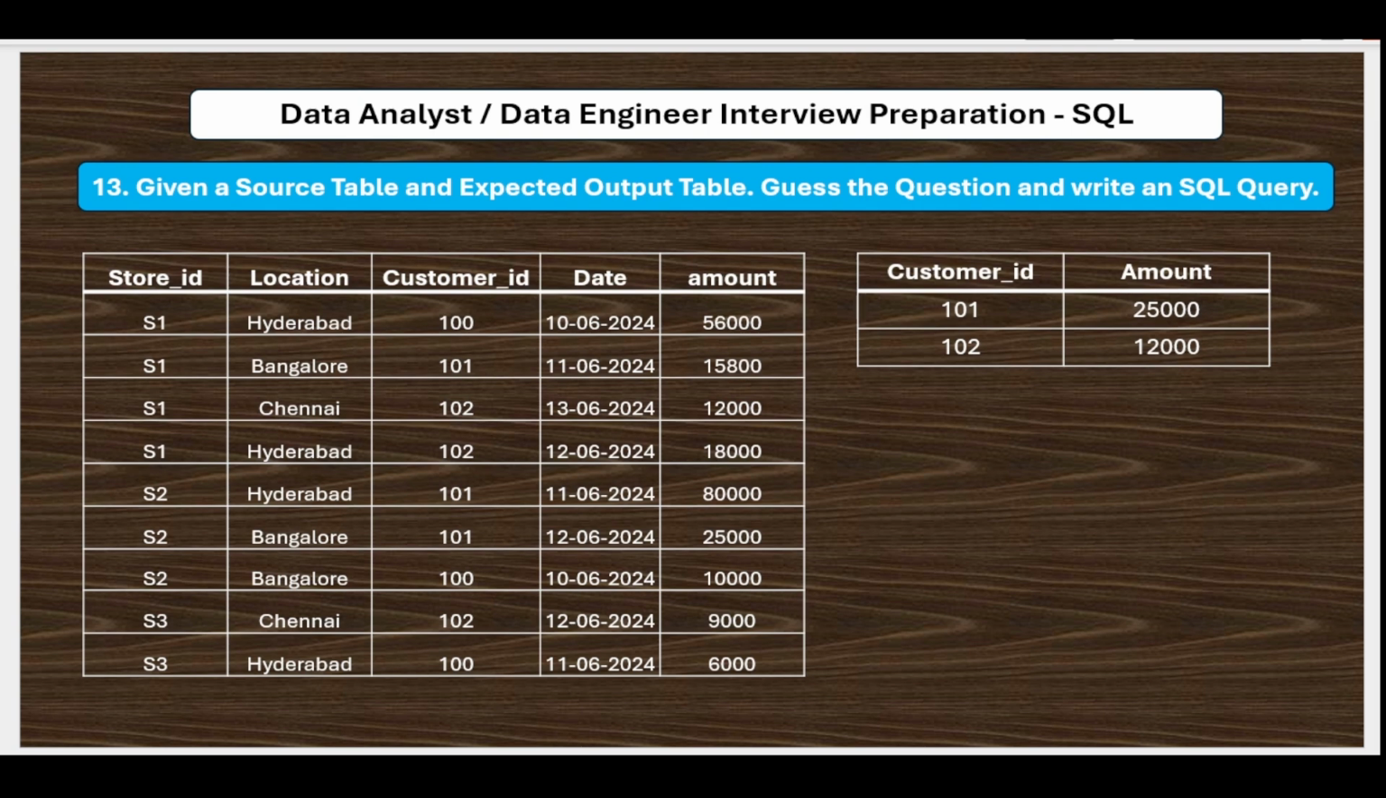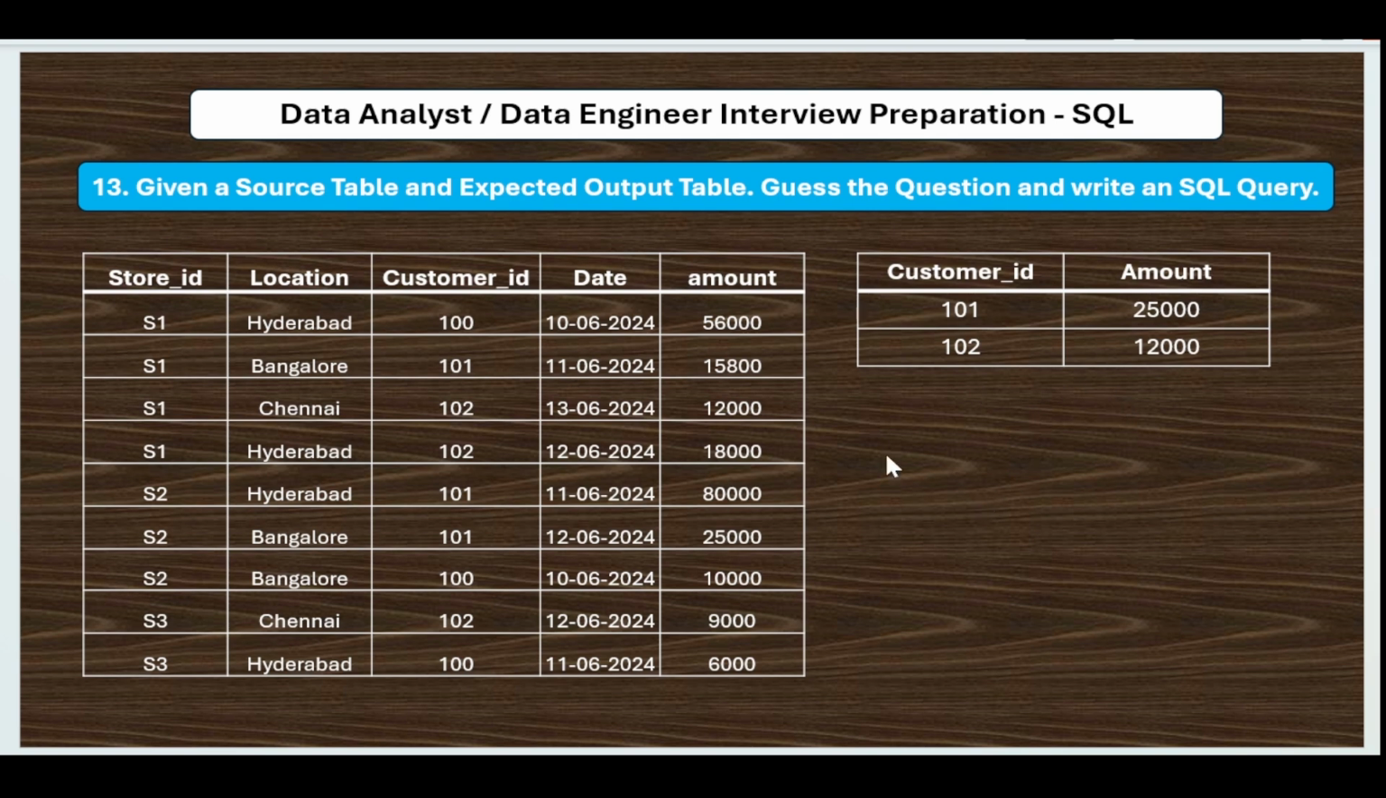Okay. Now you can see here we have a source table with different columns like store ID, location, customer ID, date, and amount. You can consider this as customers going to stores in different locations on different dates, and this amount is nothing but shopping amounts. This table is relatable to shopping, right? So we have customers 100, 101, and 102. Now you can see here, this is the expected output, having customer ID and amount.